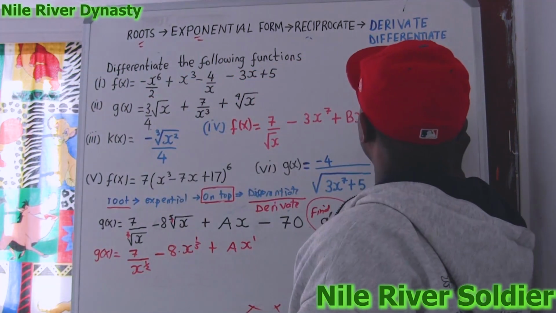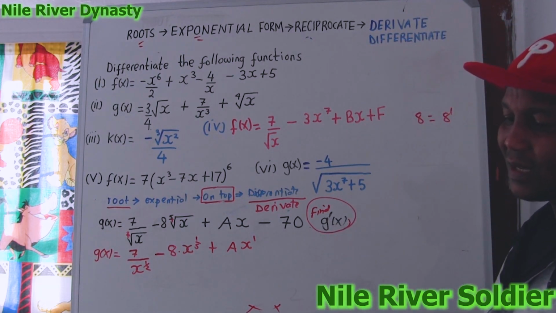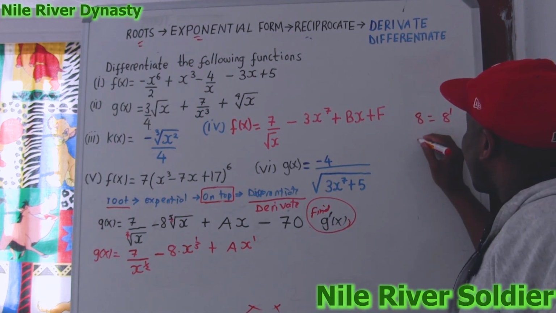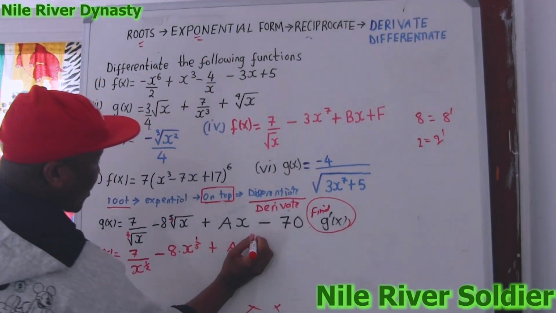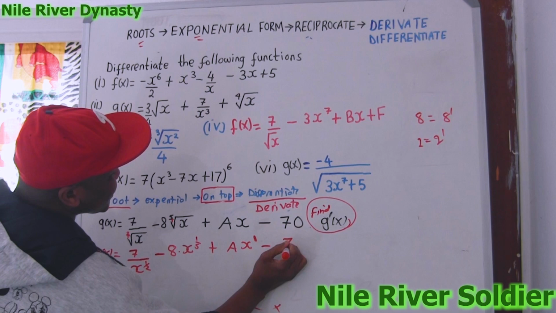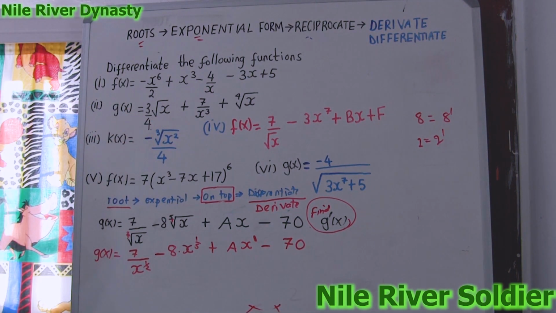Because look, if somebody says 8, it's saying 8 power 1, because 8 power 1 is like 8 itself. If somebody says 2, this is 2 power 1. The reason I do that is because I want to write in power so later I can take it back. This is just a 7, so no x. There's no x for that. So let's go. So now, easy.